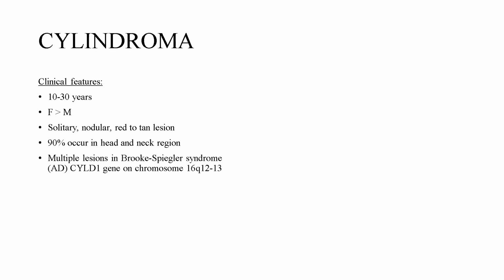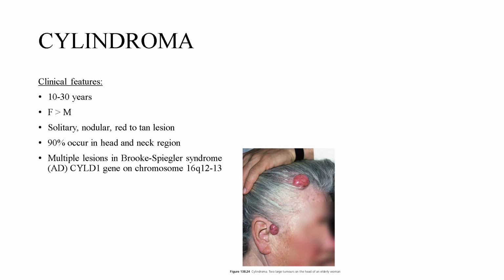Now most of the lesions are solitary, right, in majority of the patients, but if you find multiple lesions, that is found in Brooks-Pigler syndrome, which is a type of autosomal dominant disease, and it is caused by a chromosome 16q mutation, and it is associated with visceral malignancies. That is why we need to know that, okay, we need to identify cylindromas. For example, this patient is having 2 cylindromas, and so that might be indicative of an underlying Brooks-Pigler syndrome. Right?